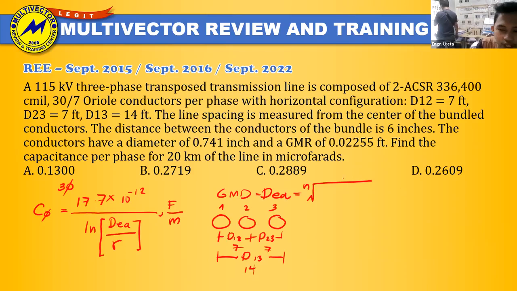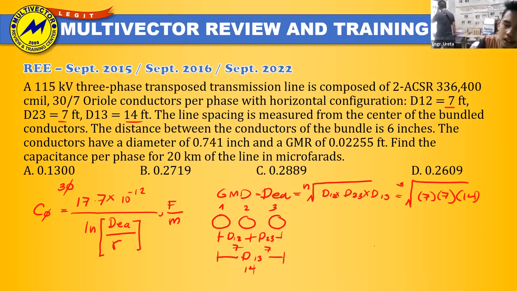Therefore, yung ating D equivalent is just equals to the cube root of D1-2 times D2-3 times D1-3, which is the cube root of 7 times 7 times 14. Pag kinumpute natin to, calculate ko lang ulit, lalabas is 8.82 feet. So meron na tayong D equivalent.